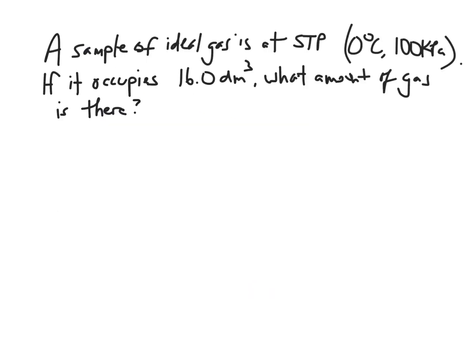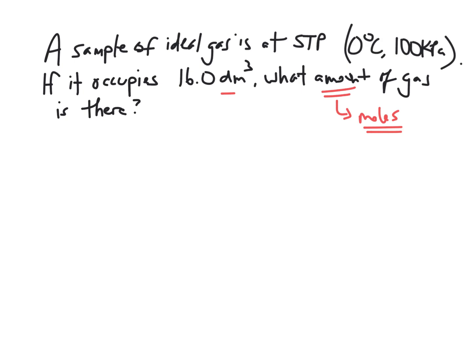All right, so we've got one here: a sample of ideal gas at STP. Again, that's 0 Celsius or 273 Kelvin and 100 kPa. If it occupies 16.0 cubic decimeters, what amount of gas is there? So again, we're looking for what amount. We're trying to solve for the number of moles.